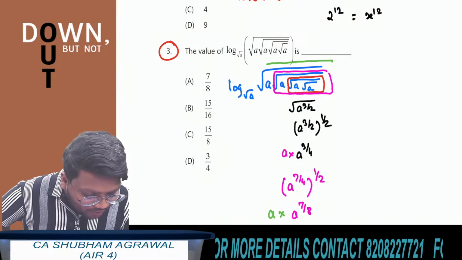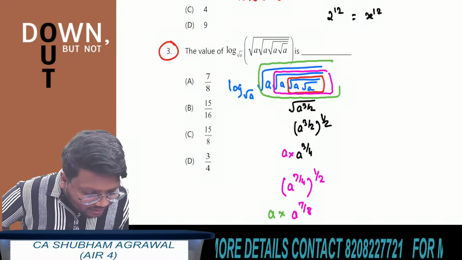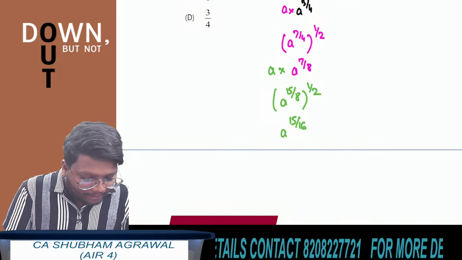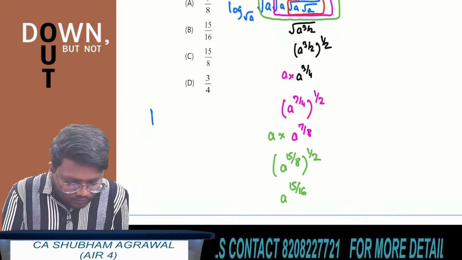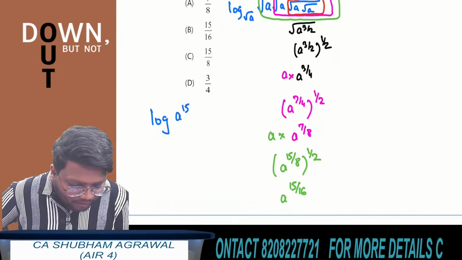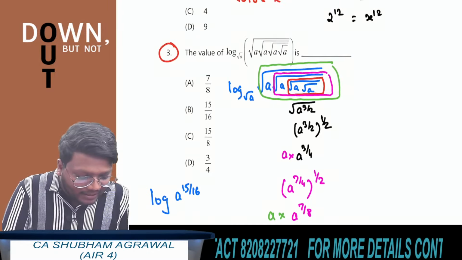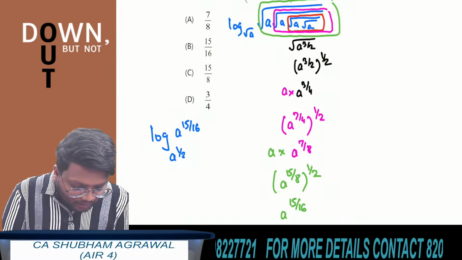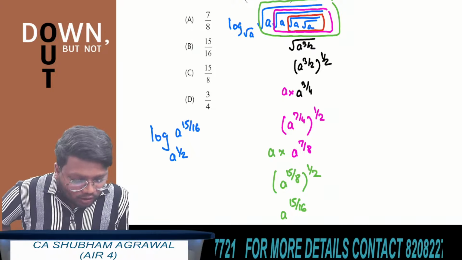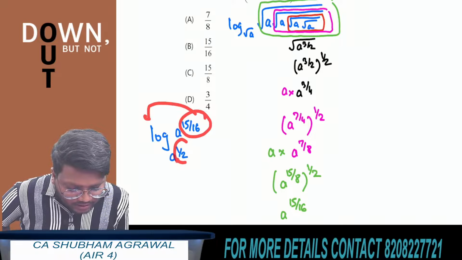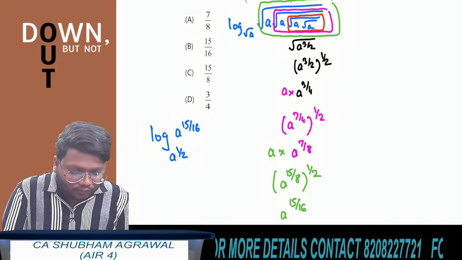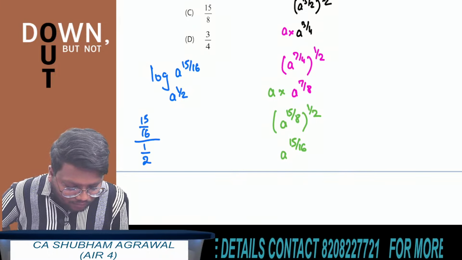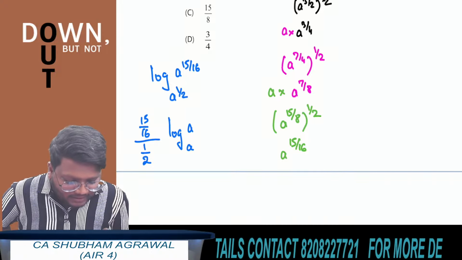The value of the portion which I have highlighted with green color is a to the power 15 by 16. Now see, the final answer is log a to the power 15 by 16, and base is square root of a. This we can write as a to the power 1 by 2. Now both of these powers will come outside the logarithm. So 15 by 16 divided by 1 by 2 multiplied by log a to the base a.